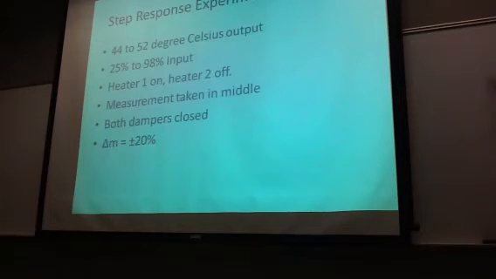Okay. For the step response, we had the same temperature output that we wanted, and we had inputs varying from 25 to 98%. Again, heater 1 on, heater 2 off, measurement taken from the middle, and both dampers closed. And our step was plus or minus 20%.